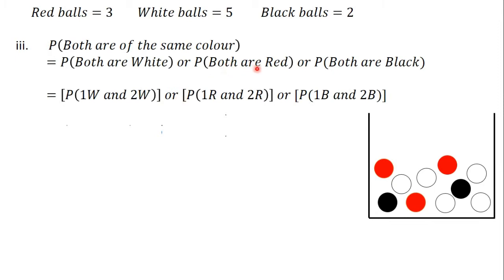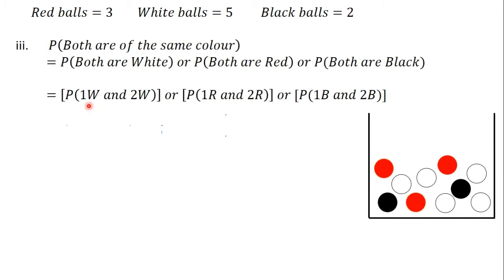Or if both balls are red, it means that the first is red and the second is red. So the probability that the first is red and the second is red. Or if both balls are black, it means that the first is black and the second is black. So the probability that the first is black and the second is black.